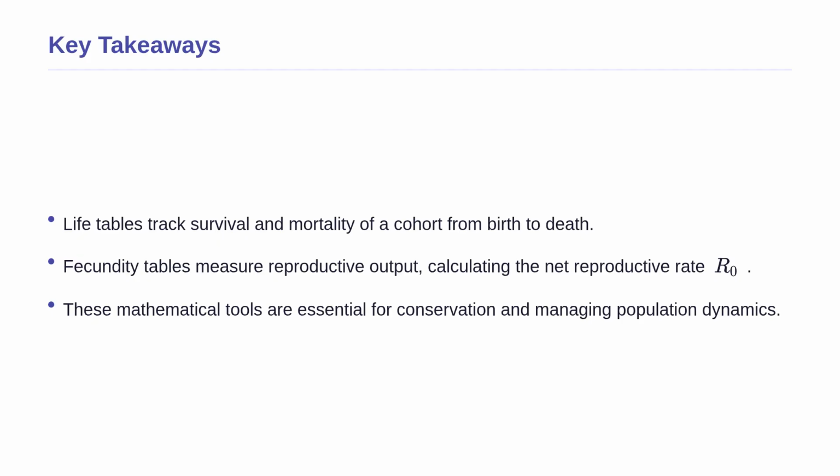We have covered a lot of ground today, so let us summarize the most important ideas. First, life tables are the ultimate bookkeeping tools of ecology, allowing us to track the survival and mortality of a specific cohort from birth to death. Second, by adding fecundity data, we can calculate the net reproductive rate, R0, which tells us definitively if a population is growing, shrinking, or stable.